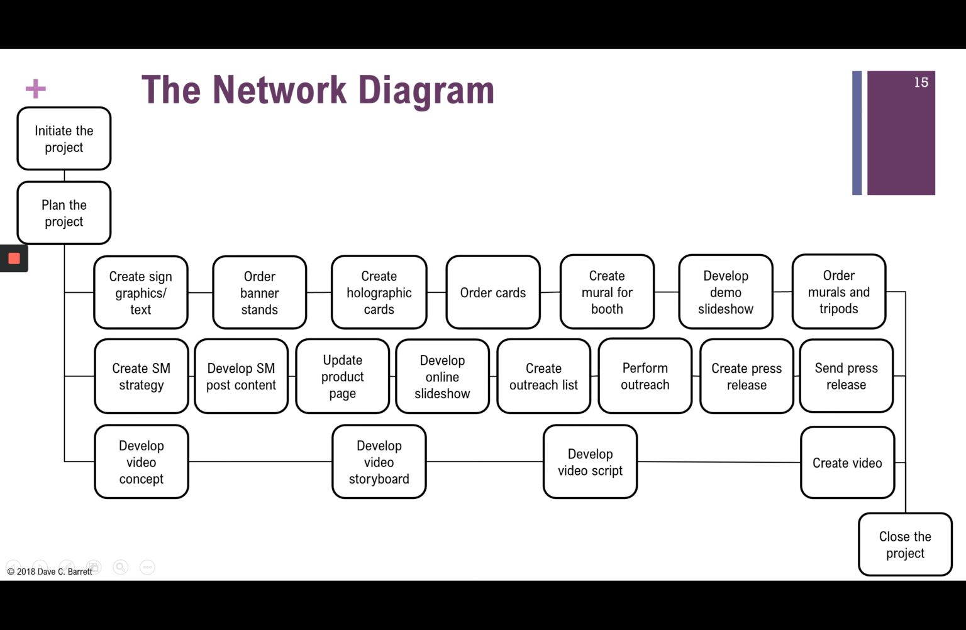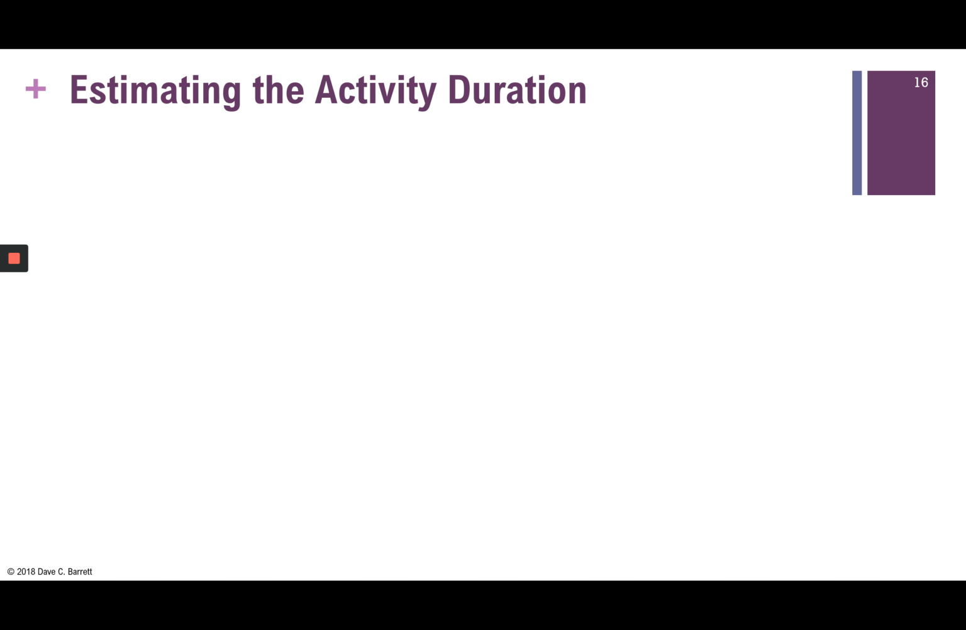So then we see there are four activities that are running parallel to these, which run parallel to these. Now, once all three of those are done, so once we've ordered the mural and tripods, once we've sent the press release, and once we've created the video, we can then close the project. So that is a network diagram. It shows us the order of the activities.